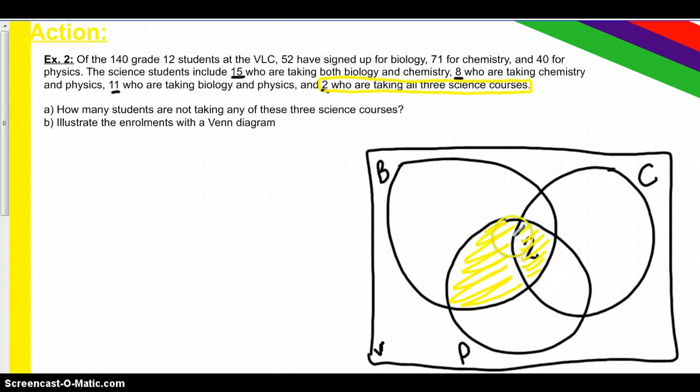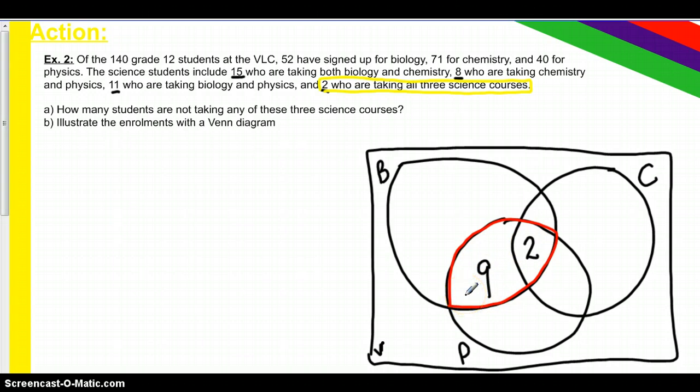So if we think of highlighting everything in yellow, that would represent the 11 students that are taking both biology and physics, if we ignore chemistry for a moment. However, we know that there are already 2 students in the center of our Venn diagram. So to fill in this component here, in order for us to have 11 in the intersection of biology and physics, we would need to have 9 in this spot here. So that means there are a total of 11 now.